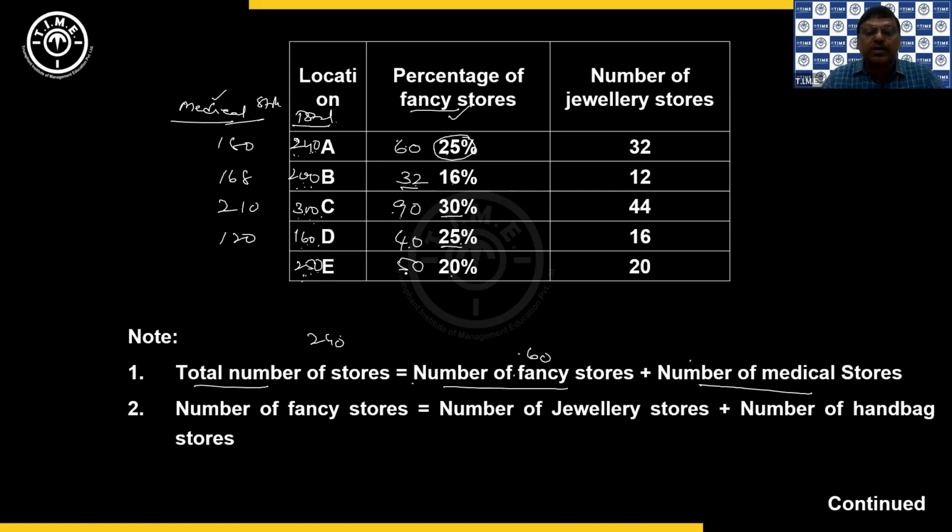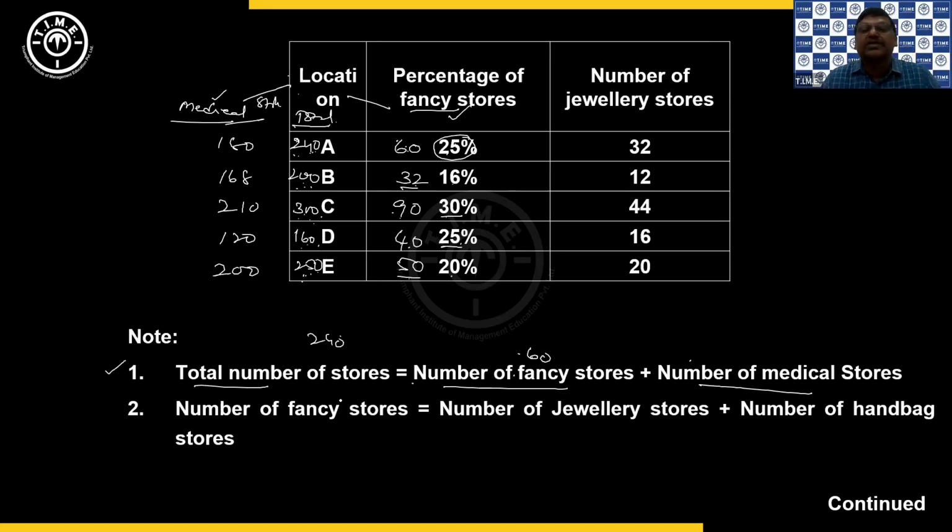Here 250 are the total stores, 50 are fancy stores, which means 200 are medical stores. This is about total stores being broken into two parts, fancy stores and medical stores. So that is point one.